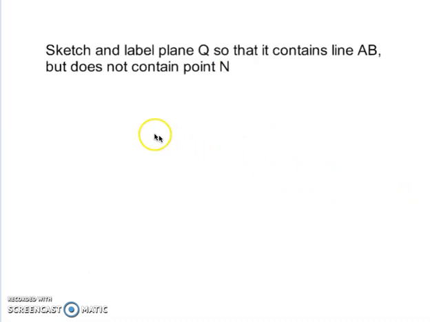All right, for our last example, I would like you to sketch and label plane Q so that it contains line AB but does not contain point N. Go ahead and write your answer right underneath that. Good luck.